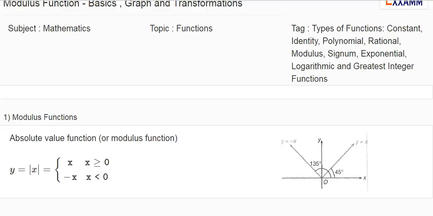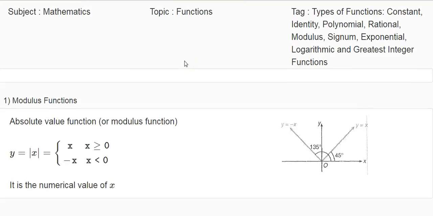Now, some basic properties of the modulus function. What actually is a modulus function? It is the value of x without the sign. So if x is minus 3.5, the value of modulus of x would be 3.5. It is just the numerical value.